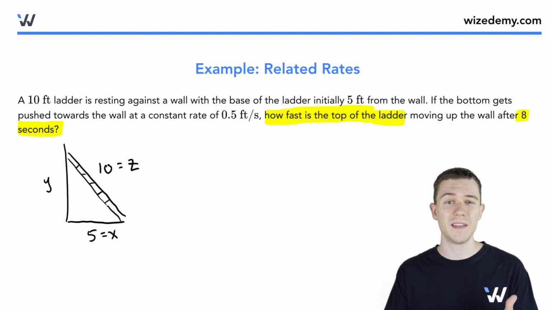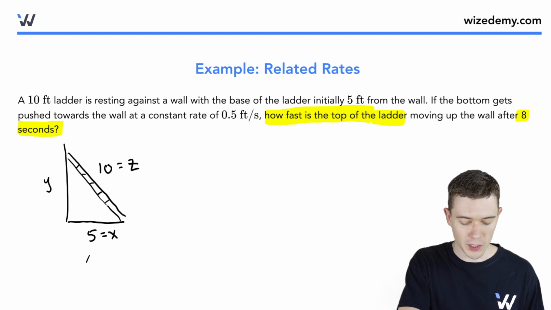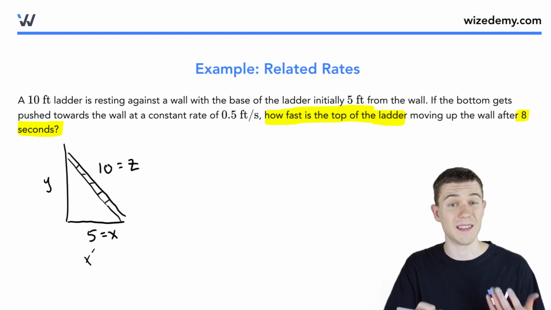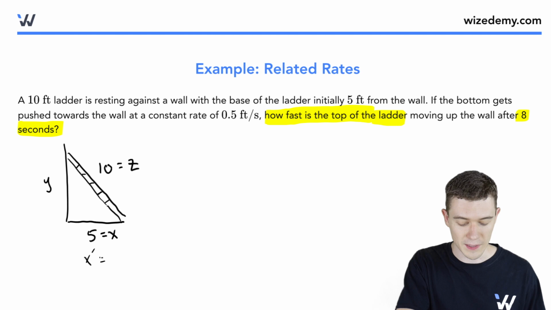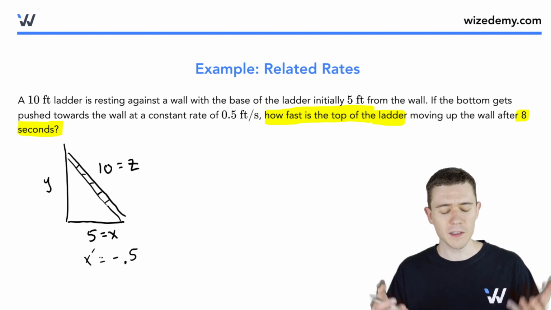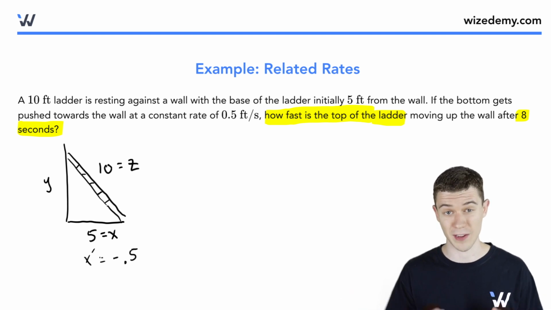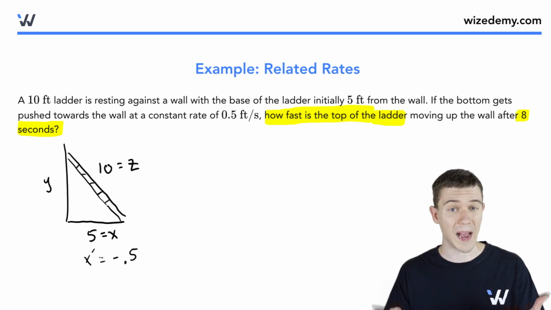We also have the base of this ladder moving towards the wall. That means the ladder is changing in the x direction. I'll label that as x prime as minus 0.5 feet per second. That's because in my picture, the base of the ladder is moving to the left, which is the negative x direction.